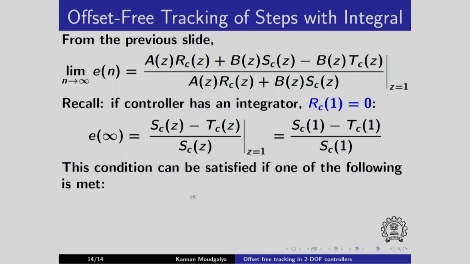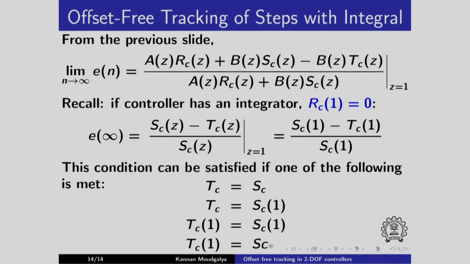That condition can be satisfied if one of the following is met, which is TC and SC are equal. This is the case of one DOF controller, or TC equals SC of 1, or TC of 1 equals SC of 1, or TC of 1 equals SC. So these are the only conditions that need to be satisfied for offset free tracking of steps with integral, and I want this expression to be equal to 0, which will be fulfilled if one of these four is satisfied.